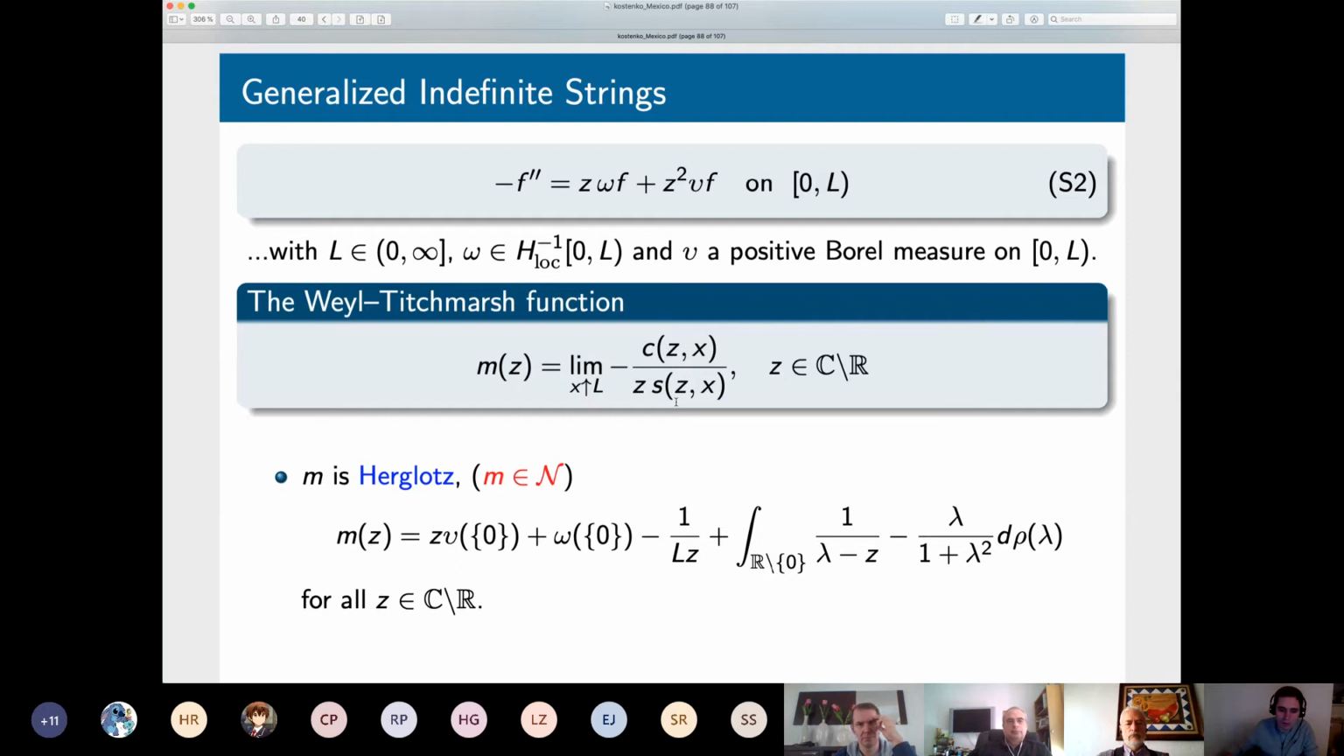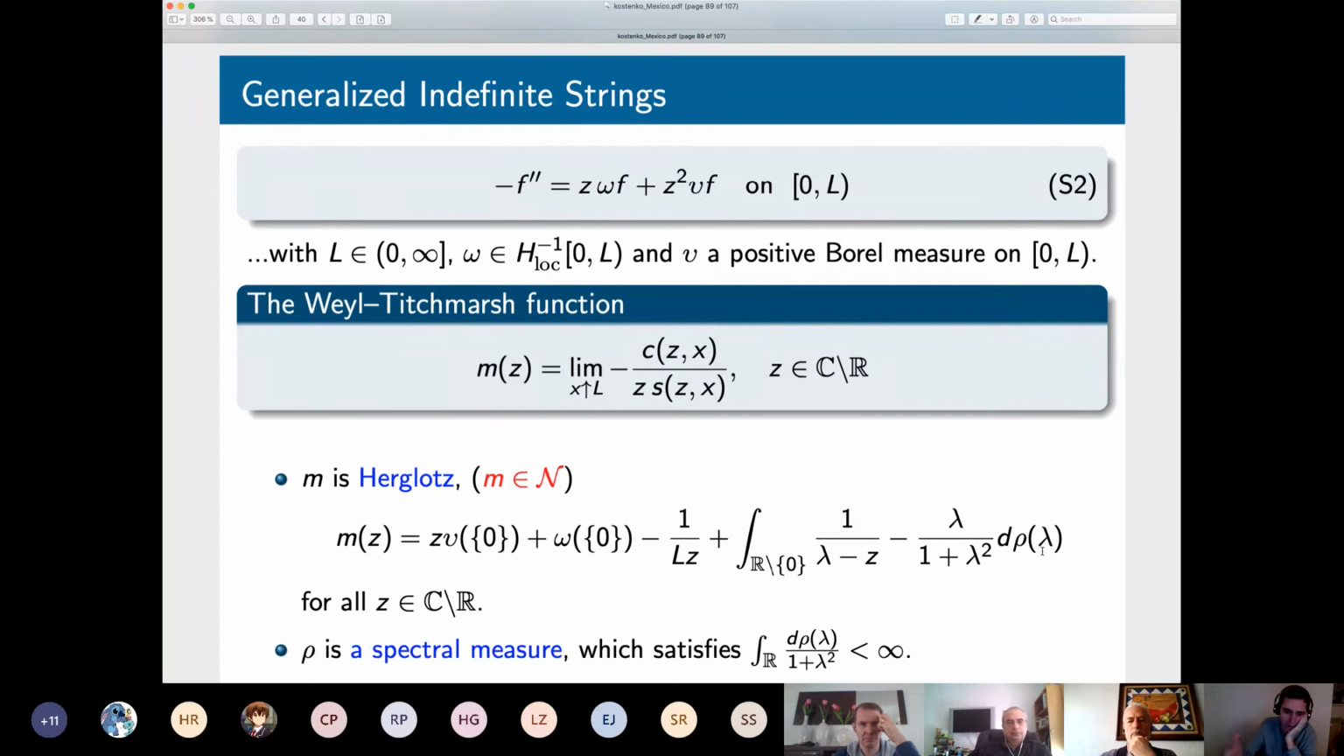Every Herglotz function admits this nice integral representation, with the only difference from Stieltjes functions being that rho is supported on the real line, not only on the positive semi-axis but on the whole real line. And this condition is just a normalization condition in order to ensure that this integral makes sense for non-real z.